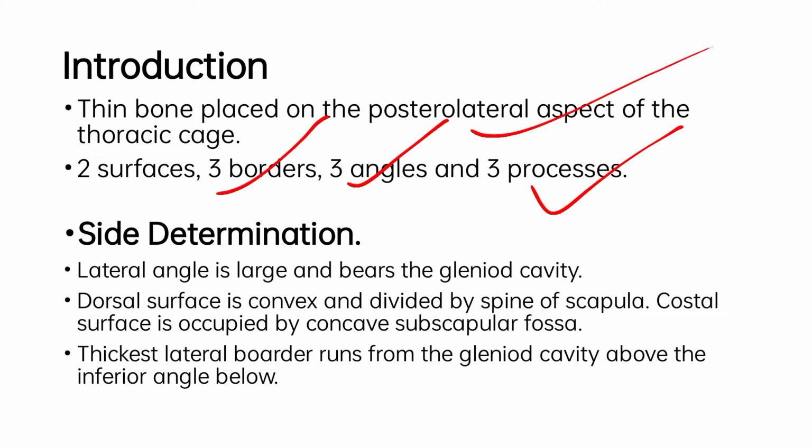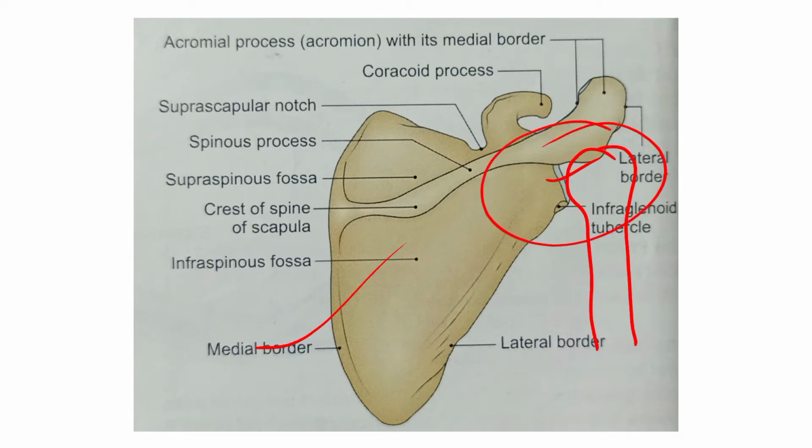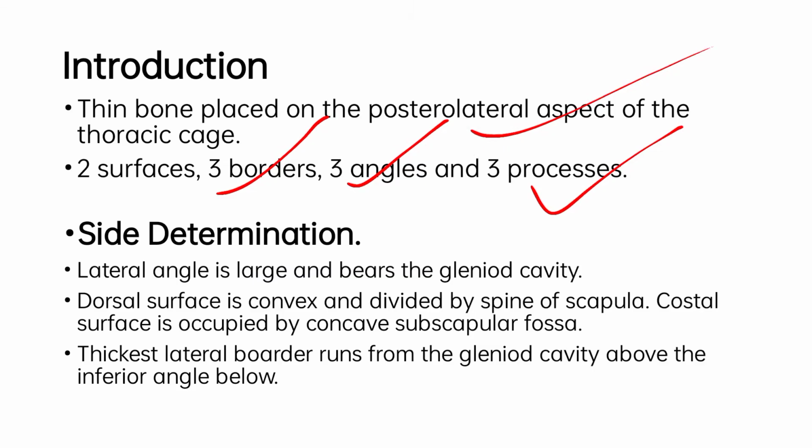Moving further to the site determination. So, the lateral angle is large and bears the glenoid cavity. This is the dorsal surface and here this marked point is the lateral angle which has the glenoid cavity. Here the head of humerus comes and articulates and forms the shoulder joint. So that is glenoid cavity.